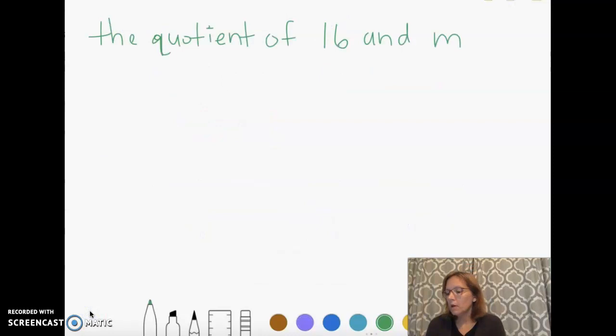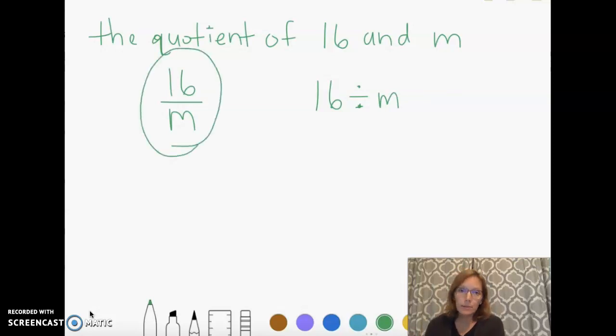Okay, next example. The quotient of 16 and m. So I have to think, what does quotient mean? Quotient means divide. So if you're telling me a division problem with 16 and m, then I'm going to write it like a fraction, because in algebra it is easier to write things as fractions. But if you wrote it with a division sign, I'm not going to mark it wrong. Just start getting into thinking of it like this because this is going to be much easier to work with when we're trying to solve an algebraic expression or equation. All right.